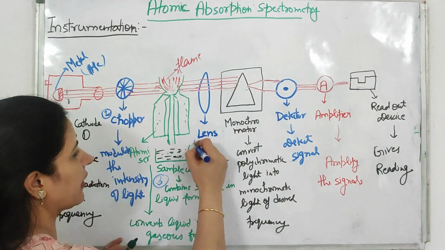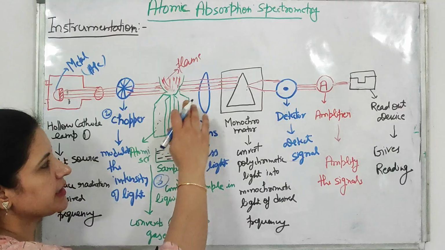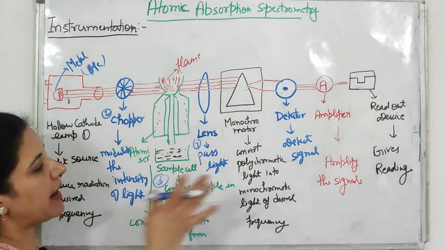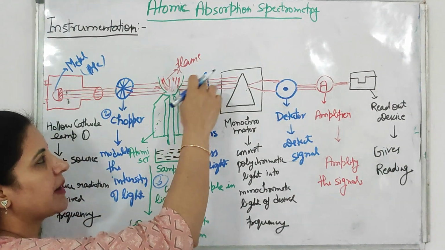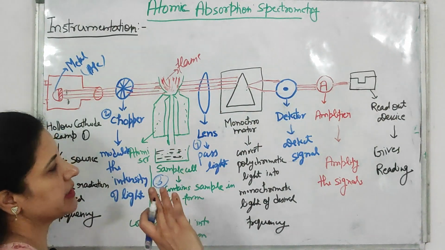And next, fourth, is the lens. What is the function of this lens? This lens simply passes the light. Okay, your light passes through, and it simply helps in passing the light.